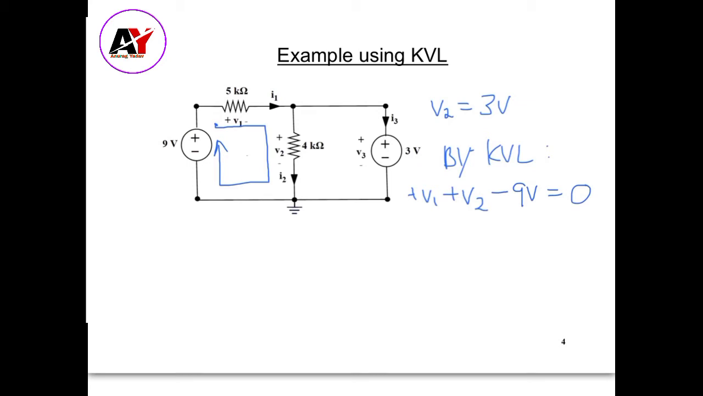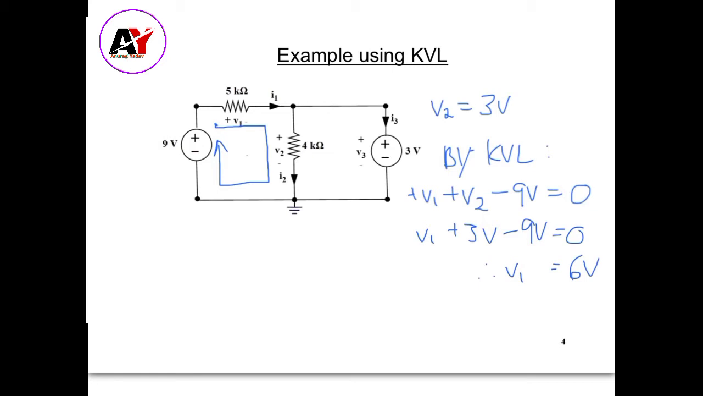But we know that V2 is equal to 3 volts, so we can substitute that into the equation. Then we've got V1 plus 3 volts minus 9 volts is equal to 0. That means, therefore, that V1 is equal to 6 volts.